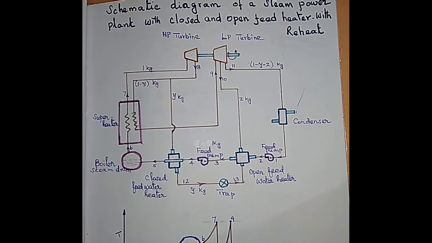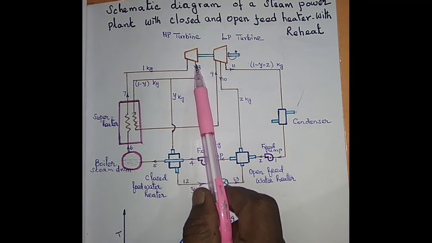So these are the components of a steam plant where feed water heating is done. This feed water heating is called regeneration, and also reheating is done between the HP turbine and LP turbine. What are the advantages of this reheating? Why do we extract steam?